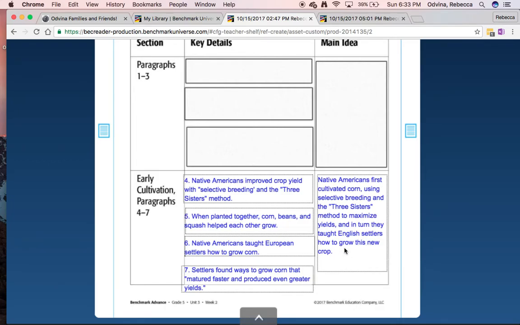I kind of made a mess of that sentence. Let me try that again. Native Americans first cultivated corn using selective breeding and the Three Sisters method to maximize yields, and in turn they taught English settlers how to grow this new crop.